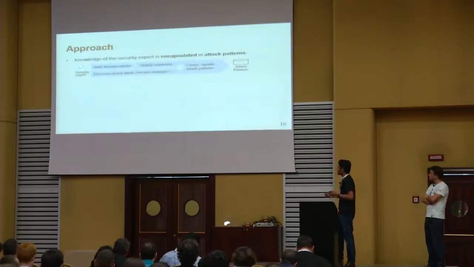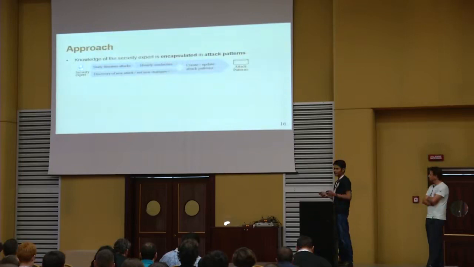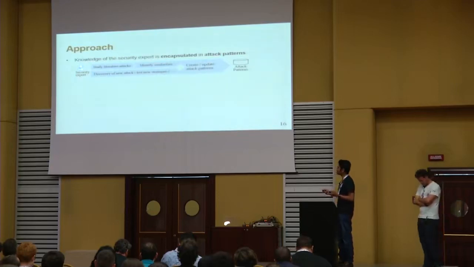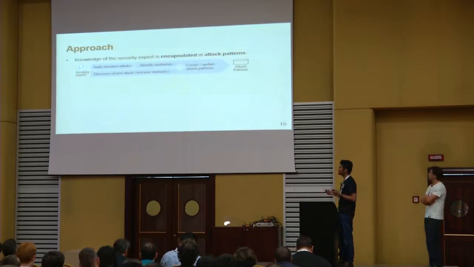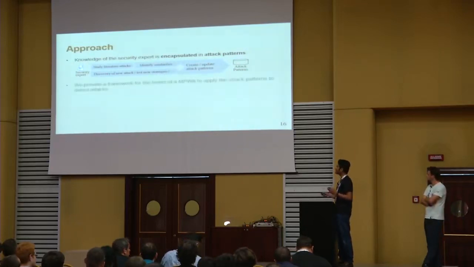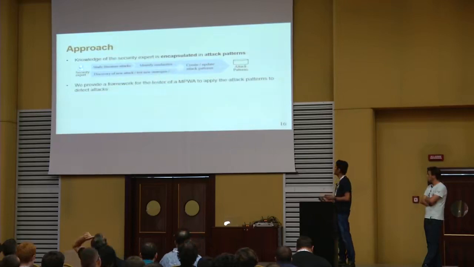So now let's go to our approach. Our approach consists of two phases. The first phase you already saw. We acted as security experts, surveying attacks from the literature, identifying similarities, and creating attack patterns. We can also consider new threat models and create attack patterns. Now there is a tester who has a multi-party web application to test. He is basically applying these attack patterns to detect attacks.